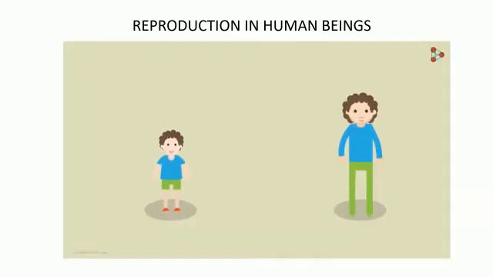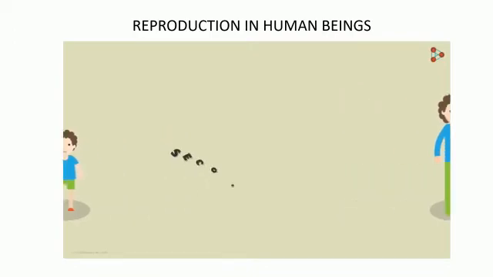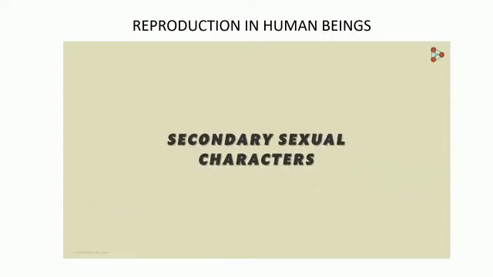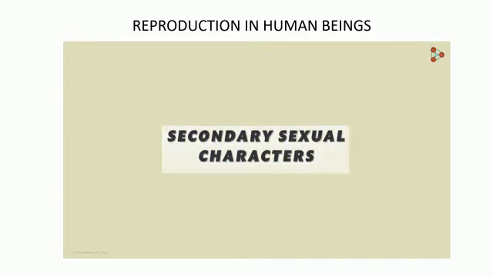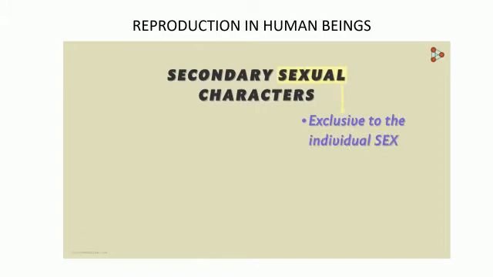So far, we've seen the various changes that occur in an adolescent. In this video, we will be discussing an important concept of how secondary sexual characters develop. Wait a second. Do we know what exactly these secondary sexual characters are? Secondary sexual characters are characters that are exclusive to the individual sex of a person and are not primary.